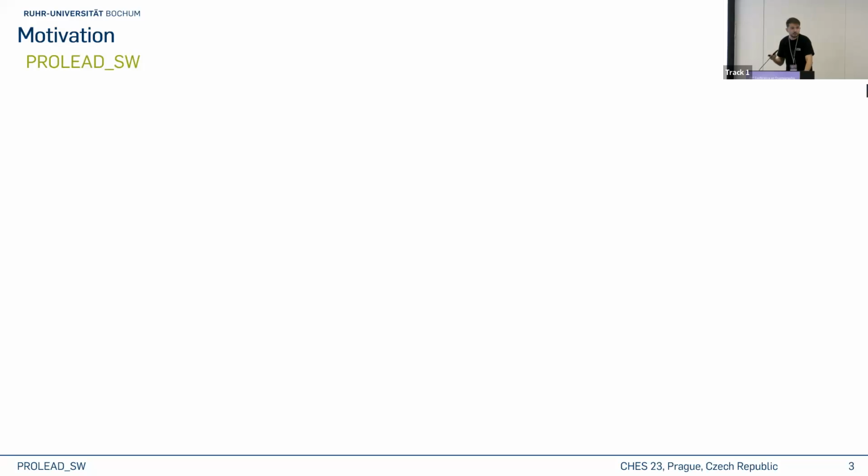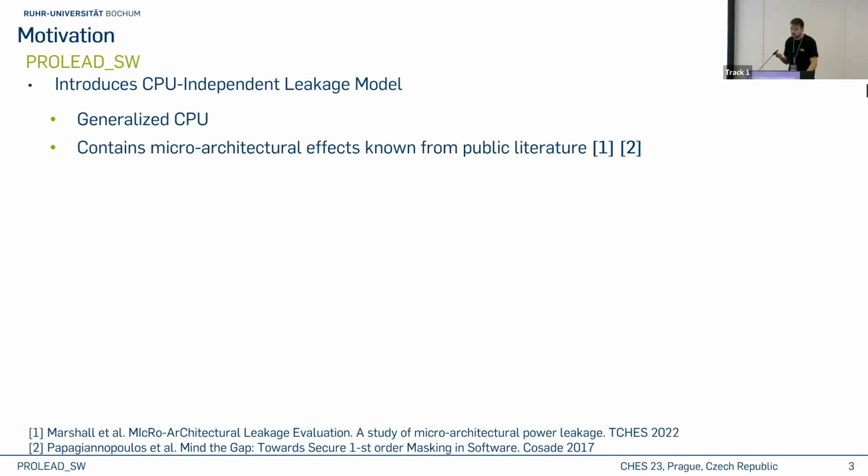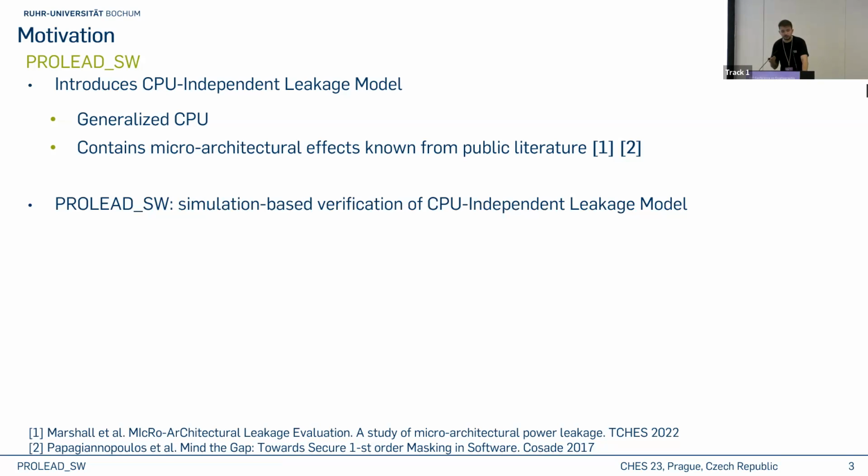So here we present ProLeak to tackle these challenges. And ProLeak software comes with two major contributions here. First of all, we introduce a CPU-independent leakage model, which operates on a generalized and potentially conservative CPU, which explicitly incorporates multiple microarchitectural effects known from public literature. Now, this leakage model is the baseline for our tool, ProLeak software, which performs a simulation-based verification under this model on your binary.